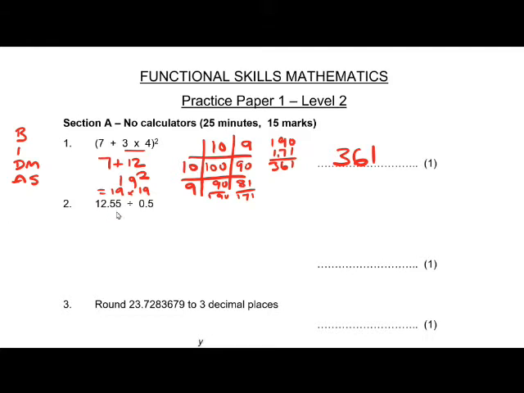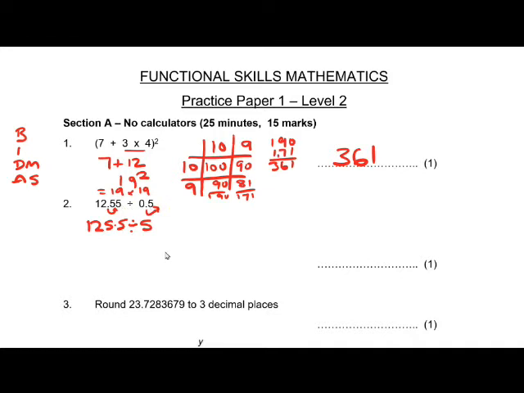The next question is checking to see if you can divide a decimal by a decimal. The process for doing this is to remove the decimal place on the thing doing the dividing. So it's going to become whatever it is divided by 5. Now, if you move this side one decimal place, you need to move this side by one decimal place, so you don't have to change your answer. So 125.5 divided by 5 is exactly the same answer as 12.55 divided by 0.5.